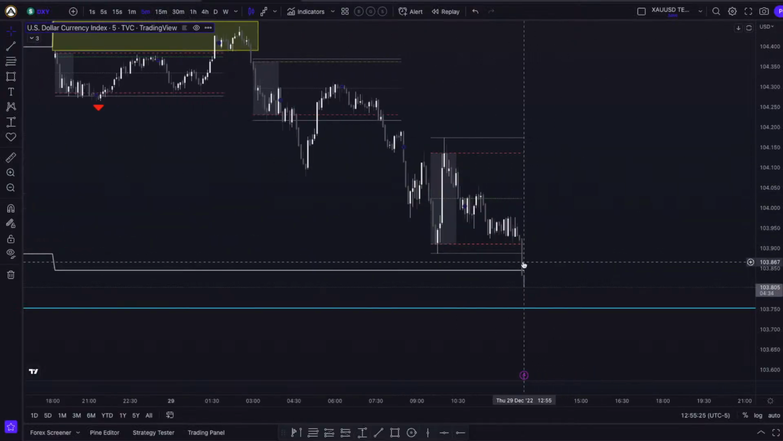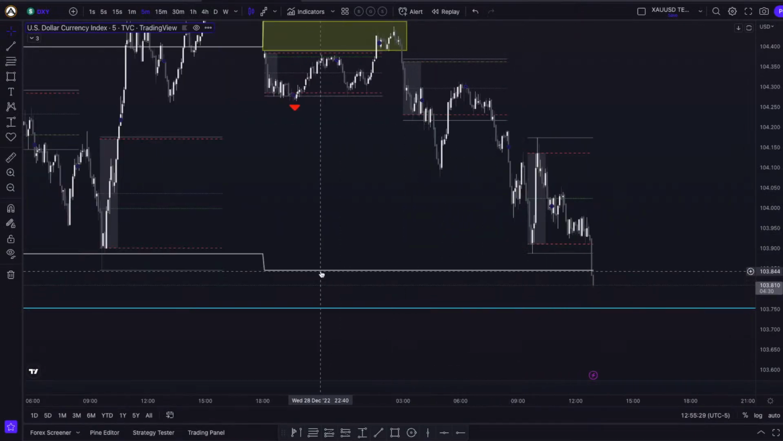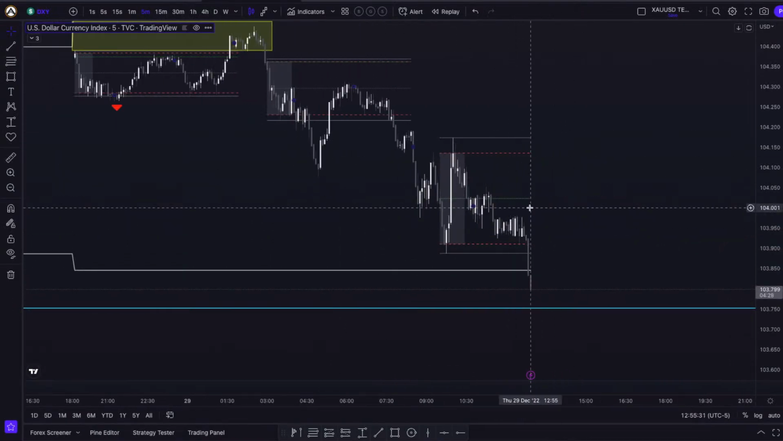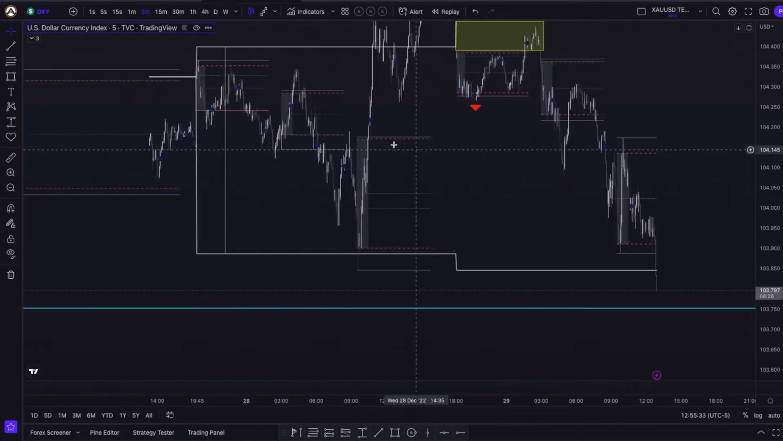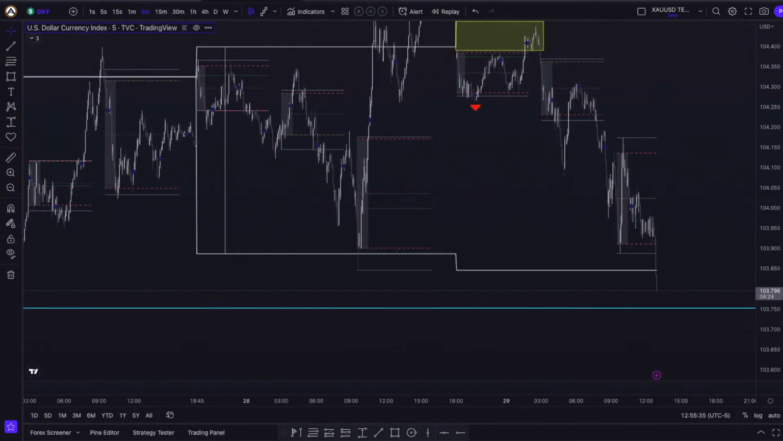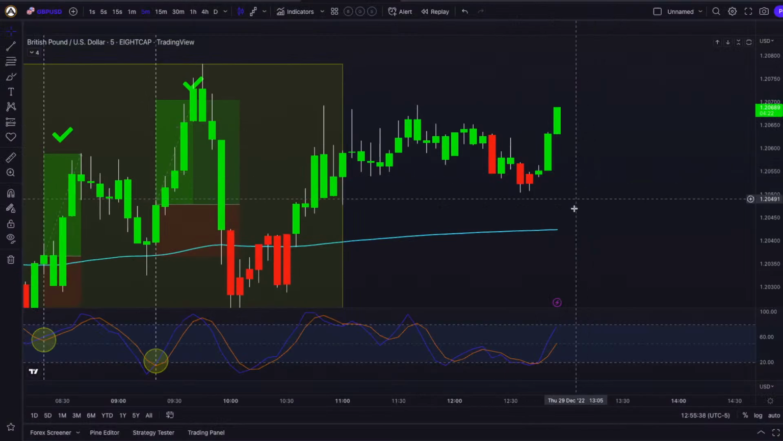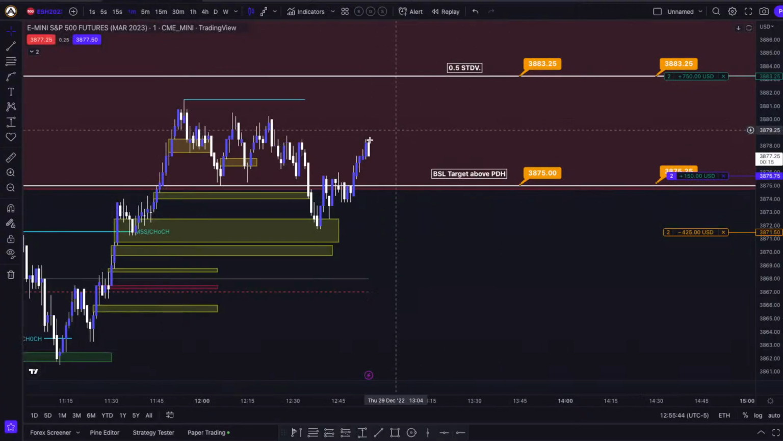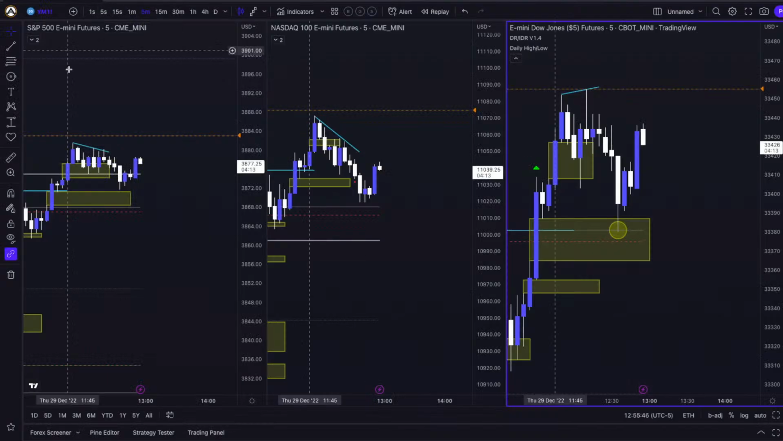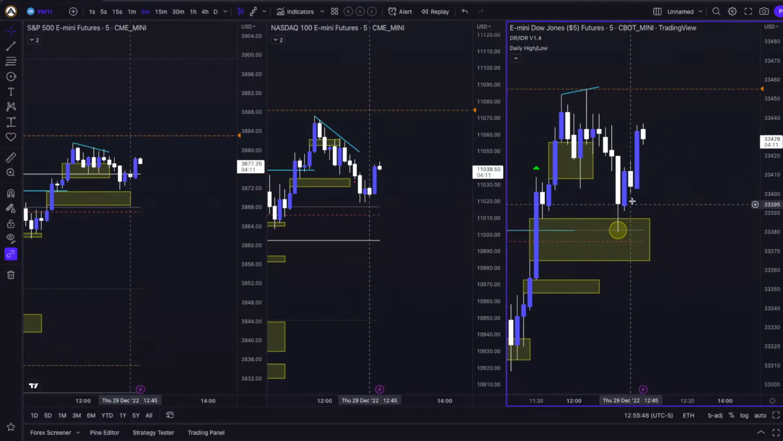DXY, and we just called it inevitable that we're going to break our previous day's low right here. We just broke it, so we should see most of the things pump, like for example GBP/USD and all other pairs correlated to the DXY or to the US dollar, which also includes the S&P and all stocks contained within it.